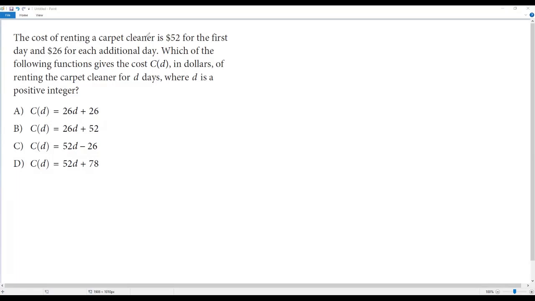The cost of renting a carpet cleaner is $52 for the first day and $26 for each additional day. Which of the following functions gives the cost C of D in dollars of renting the carpet cleaner for D days, where D is a positive integer?